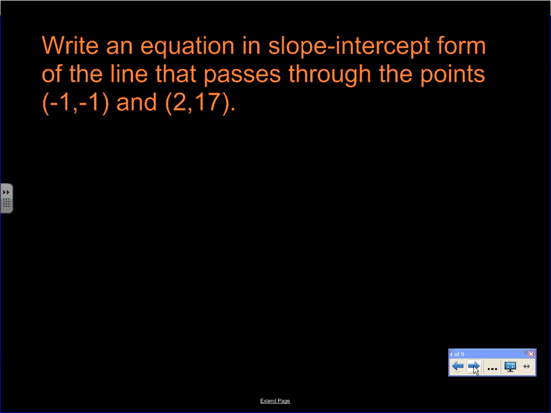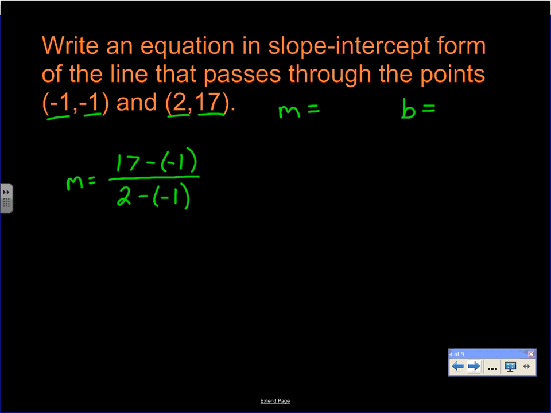Write an equation in slope-intercept form of the line that passes through the points negative 1, 2 and 2, 17. We need to find out what the slope and the y-intercept are. So, y sub 2 minus y sub 1, 17 minus negative 1, over x sub 2 minus x sub 1, 2 minus negative 1.